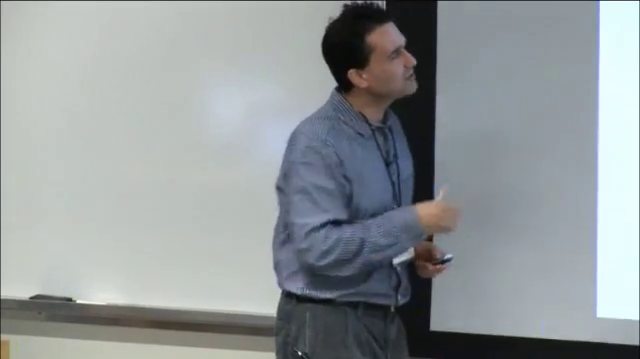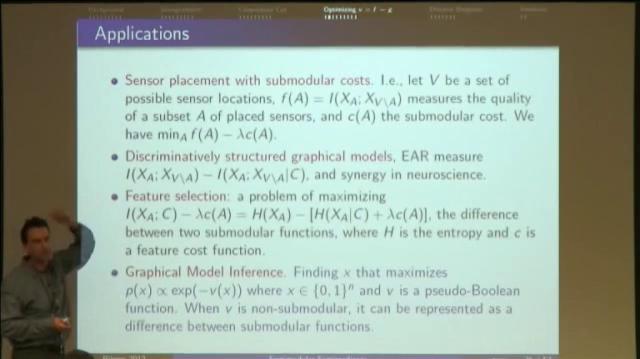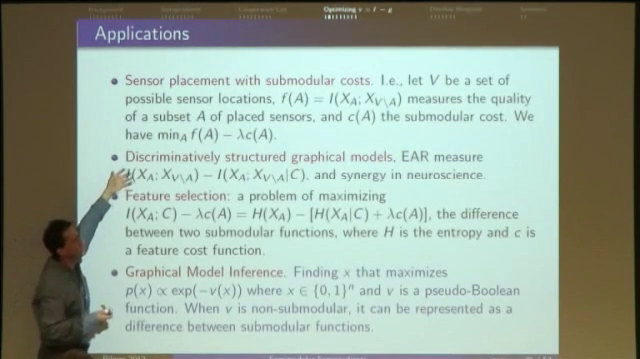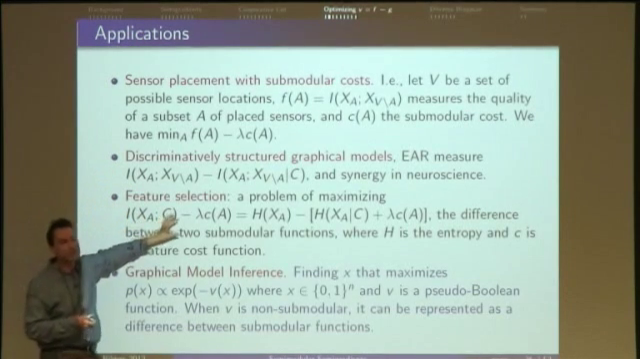So there are a couple of other applications. There's discriminatively structured graphical models, structure learning in graphical models where you want the graph structure to somehow perform well for classification purposes. Feature selection where you have submodular costs. This is also a typical thing.